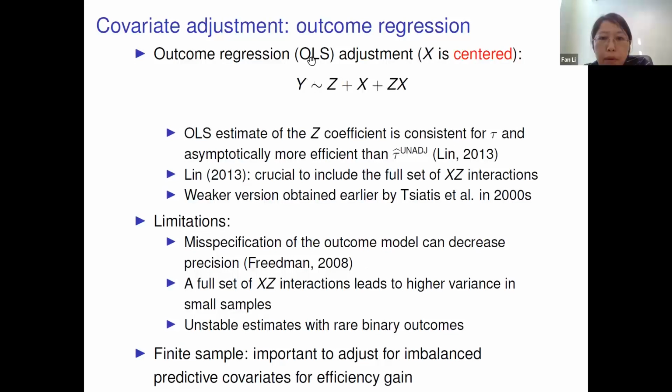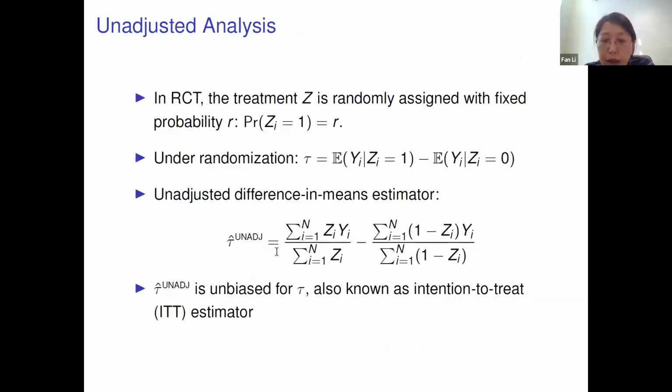You just fit a simple linear regression of Y given Z and X, and the interaction term between Z and X. And again, X can be a vector of covariates. In this case, the ordinary least squares estimate of the Z coefficient is a consistent estimator for tau, the treatment effect. And Lin, in a landmark 2013 paper, showed that it is asymptotically more efficient than the difference in means estimator.